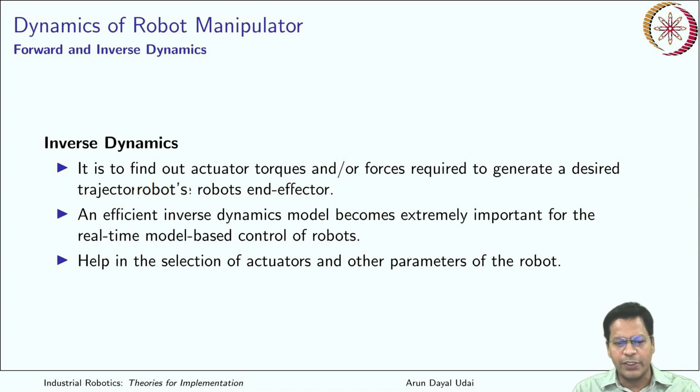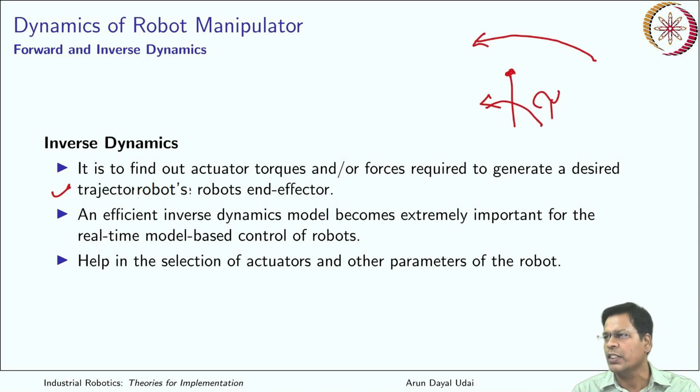So what is inverse dynamics now? It is to find out the actuator torques and forces that are required to generate a desired trajectory. So it is the other way round. In forward dynamics, you applied the torque at the joint and saw the end effector motion. Over here it is reverse. You are given a particular end effector velocity and now you are supposed to find out the joint torques and forces which are responsible for giving such motion.